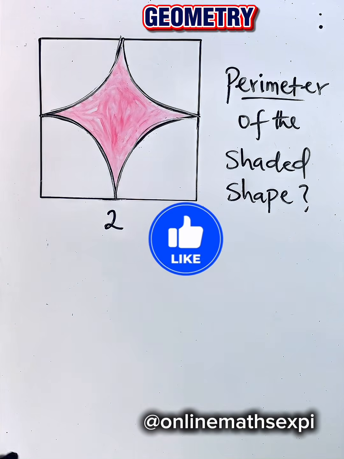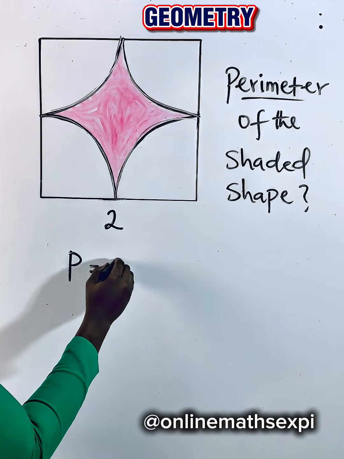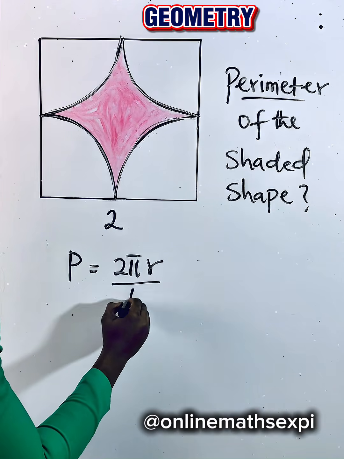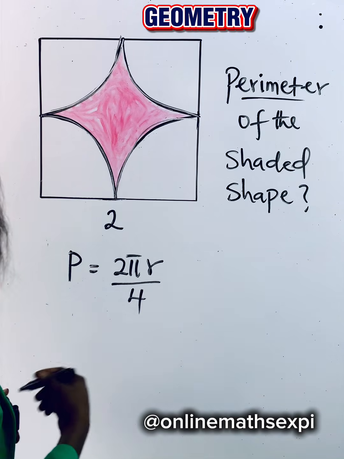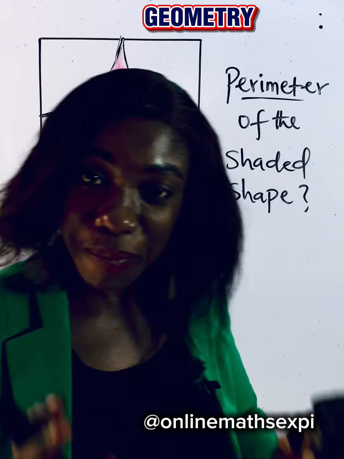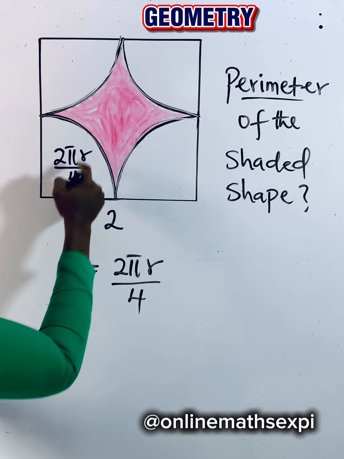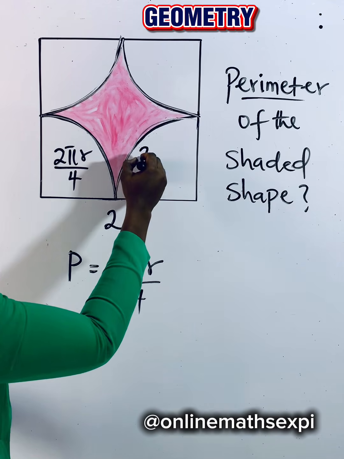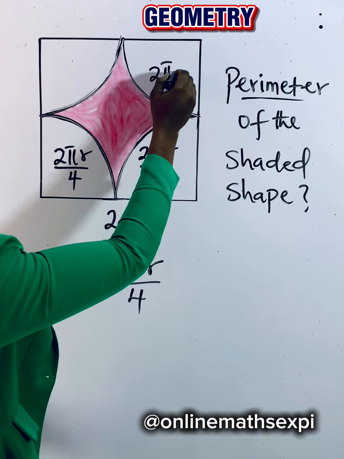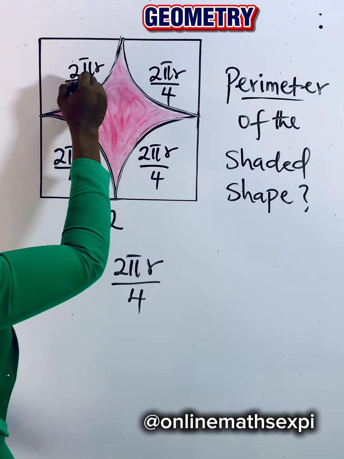Now, how do we do that? Just remember that the perimeter of a full circle is always 2 pi r. But because it's a quarter circle, just divide it by 4. And remember, they are 4 identical arcs, so they have the same length. This length is 2 pi r divided by 4, this length is 2 pi r divided by 4, this length is 2 pi r divided by 4, and this is also 2 pi r divided by 4.